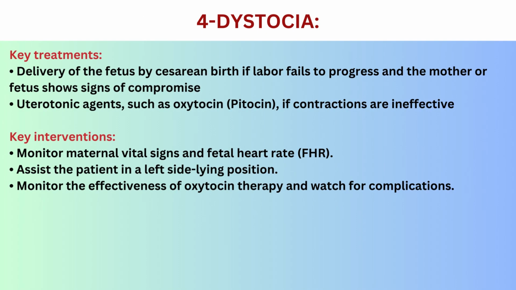Treatments include delivery of the fetus by cesarean birth if labor fails to progress and the mother or fetus shows signs of compromise, uterotonic agent such as oxytocin, pitocin if contractions are ineffective. The interventions include monitor maternal vital signs and fetal heart rate, assist the patient in a left side lying position, monitor the effectiveness of oxytocin therapy, and watch for complications.